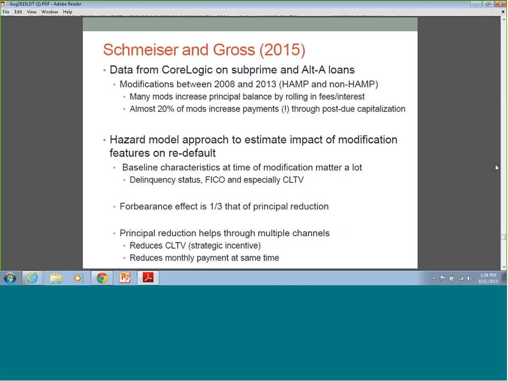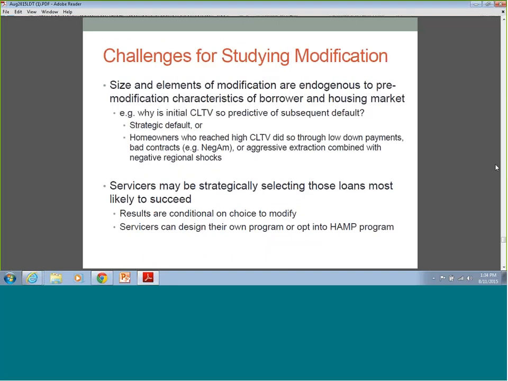I think that's on the next slide if I can get it to go there. So the size of the elements of the modification itself are endogenous to the pre-modification characteristics of the borrower and the housing market. One example of this is that initial LTV, or LTV at the time of modification, is a big predictor of subsequent default. So how does a person get into a high LTV situation in the first place? Well, they're probably in a neighborhood where house prices fell dramatically.